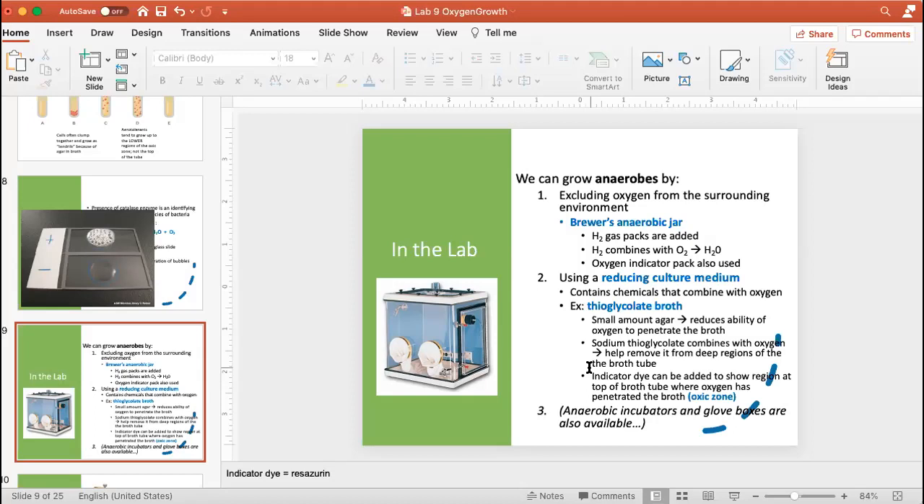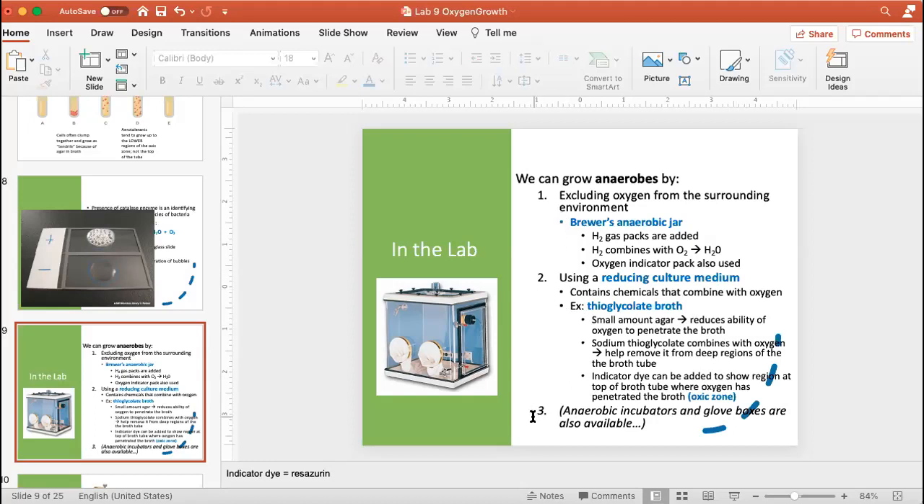Now, a lot of people love that version of the tube. It just makes it easier to read the tube. But you can also buy thioglycolate that doesn't have any indicator dye in it. And you just have to know that if anything grows up in the top 20% of the tube, that's where the oxygen is.